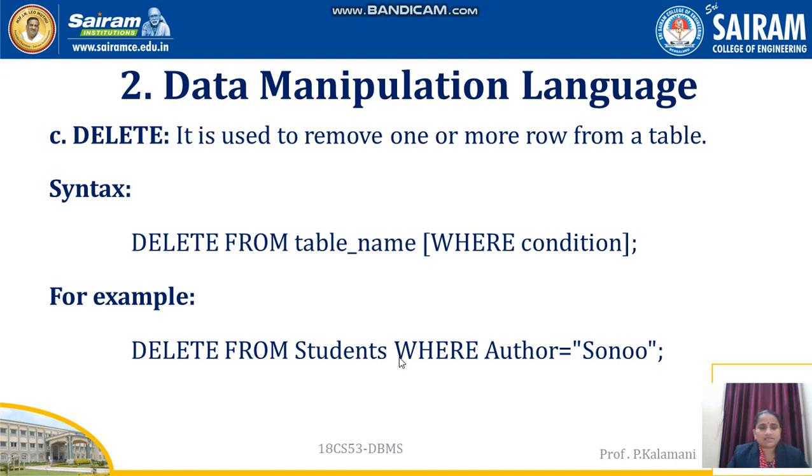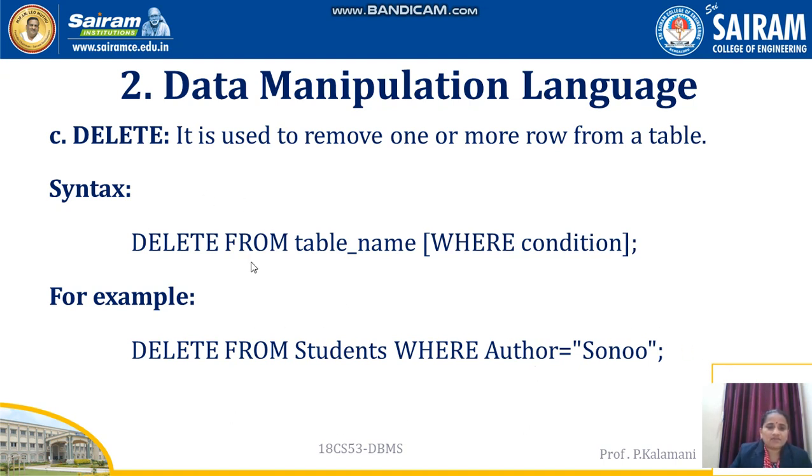The next is delete. It is used to remove one or more rows from a table. Suppose one particular student or faculty left the college, that information will be removed from the database. So for that we can give the command as delete from table name where condition. Delete from is a keyword. Table name, what table we want to delete from, for example students. And where, what is the condition, author equal to Sonu. So the corresponding tuple will be deleted.